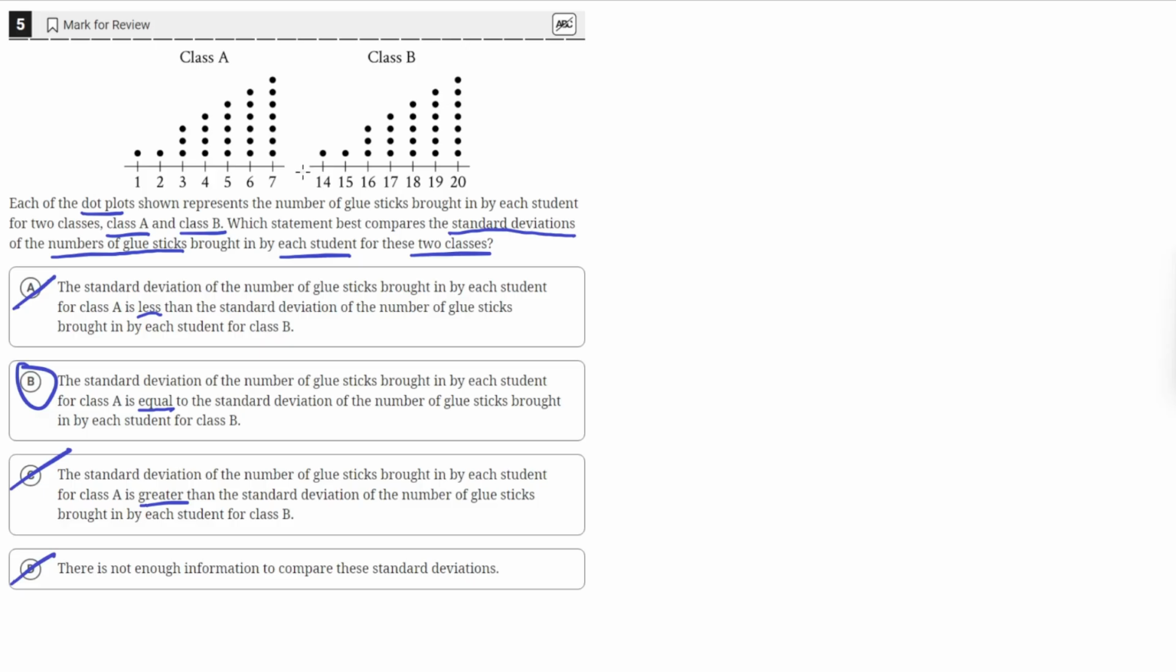We have enough data here to physically calculate the actual standard deviations themselves because we have all of the data points. Each of these dots here is an individual student, and we know exactly how many glue sticks they brought. So you could calculate the mean and the spread of the data, but there's clearly enough information to determine that the standard deviation is the same since the dot plots are identical.